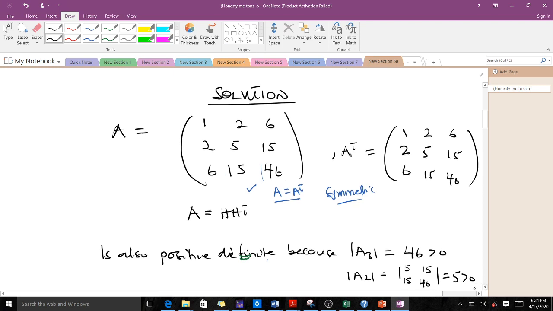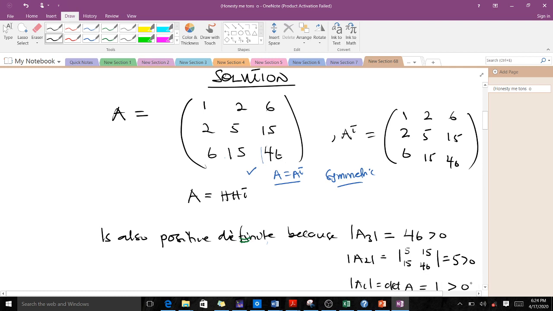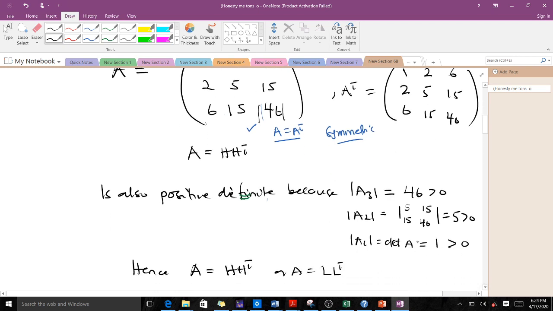When you check for the first principal minor, that's what we have here. The determinant of this is equal to 46, which is greater than 0. When it comes to the second leading principal minor, we have the determinant of this, which is also greater than 0. And when you take the determinant of the full matrix, it is equal to 1, which is greater than 0. So it means that our matrix is positive definite. Hence we can use the Cholesky method.